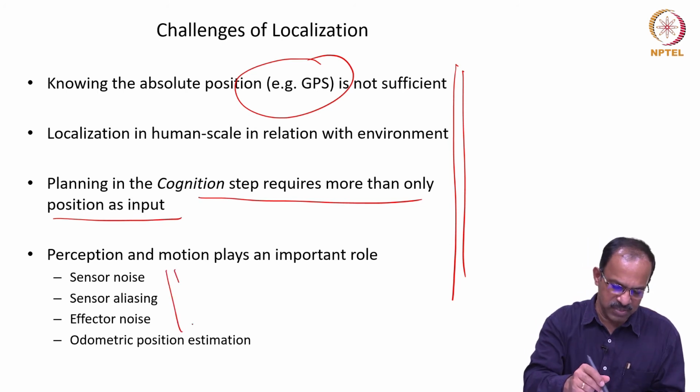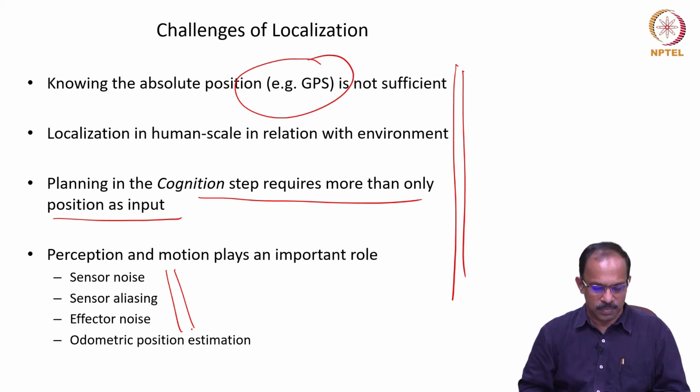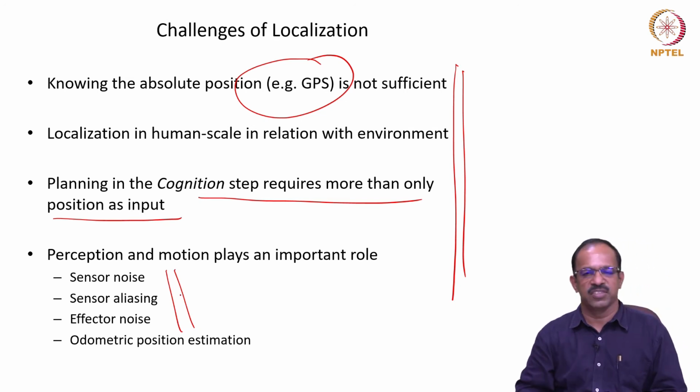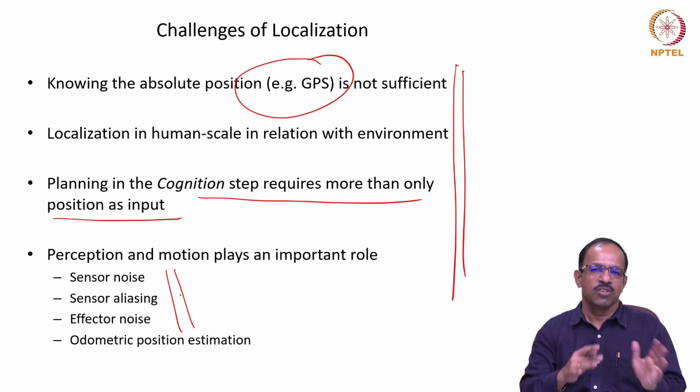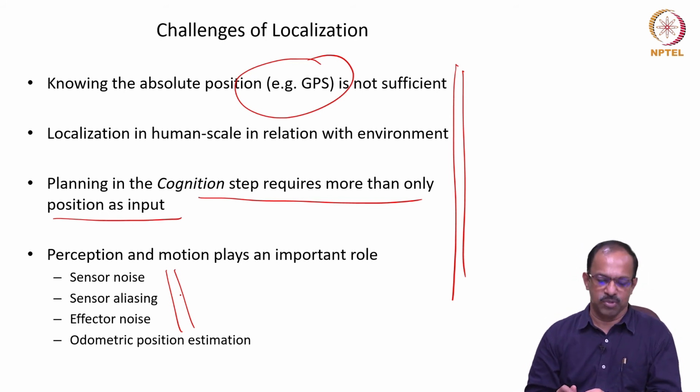And then, as I mentioned, the sensor noise and other things are also a problem in localization. We mentioned this in the previous lectures: sensor aliasing, effector noise, etc. So, all those things will lead to a lot of errors in the estimated position of the robots.